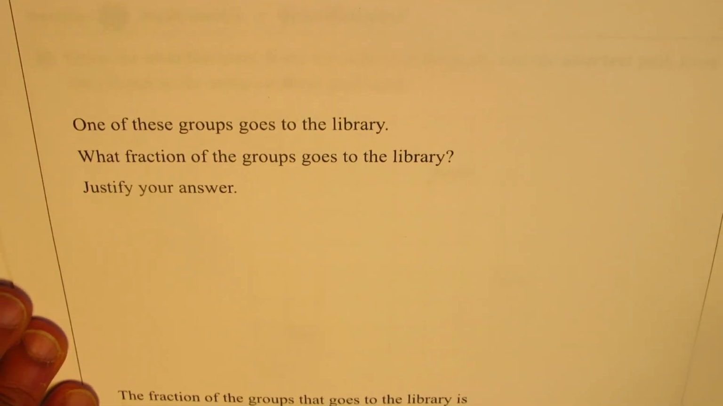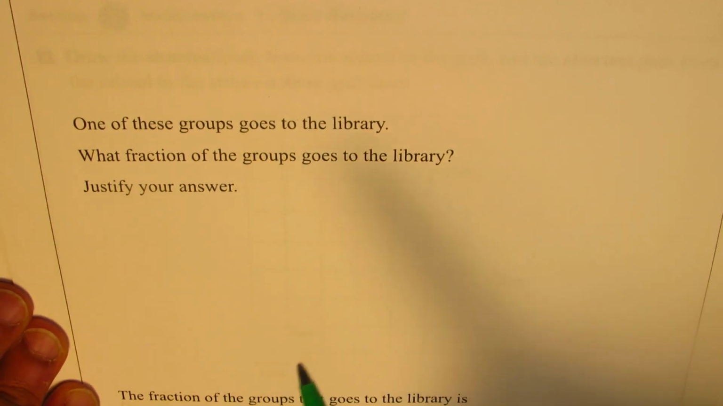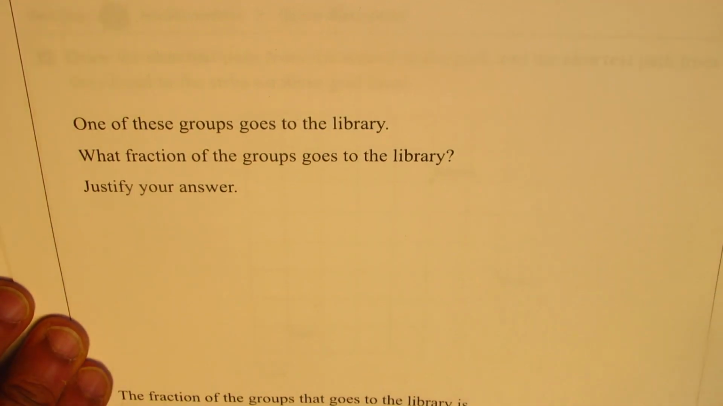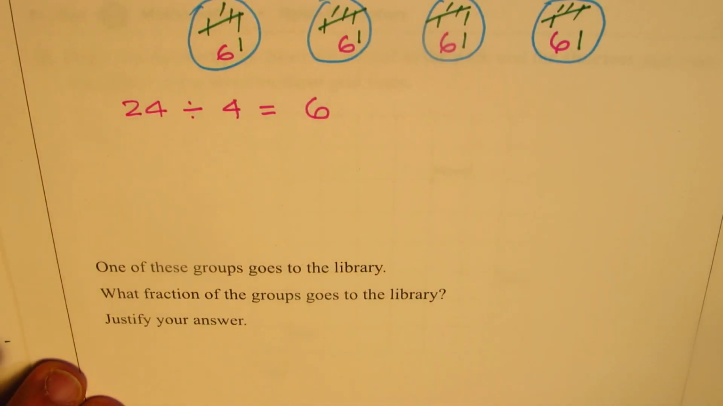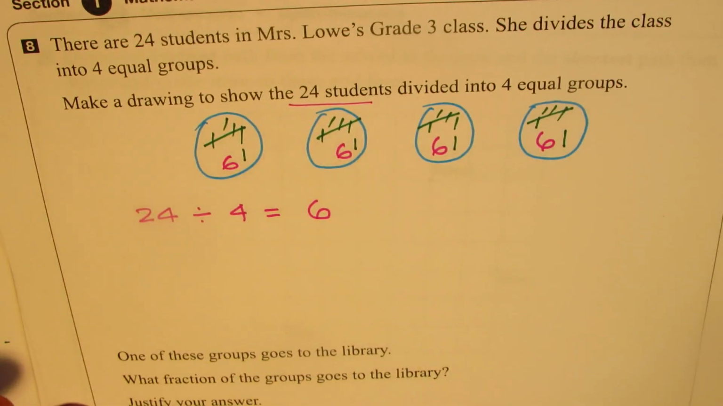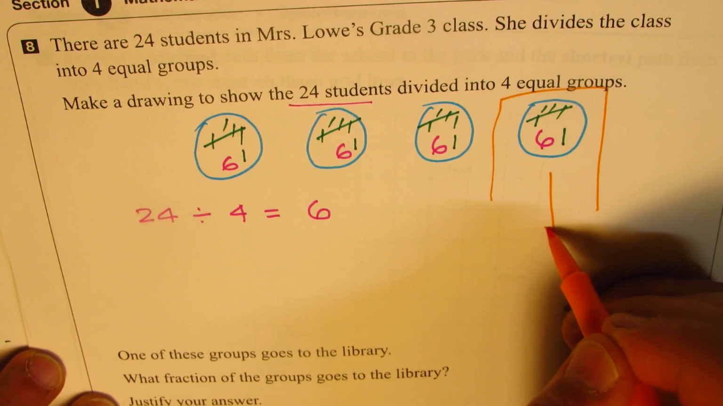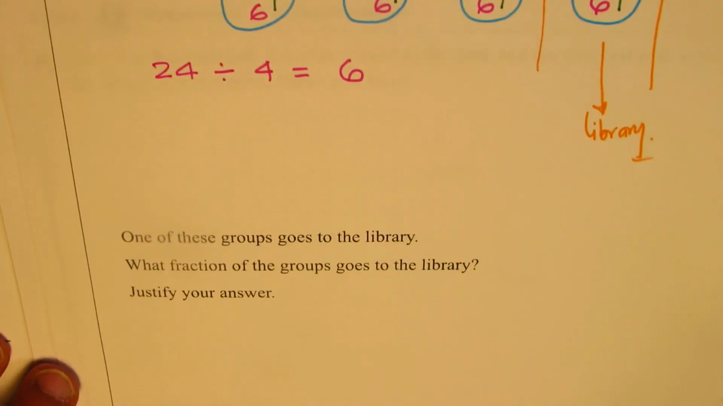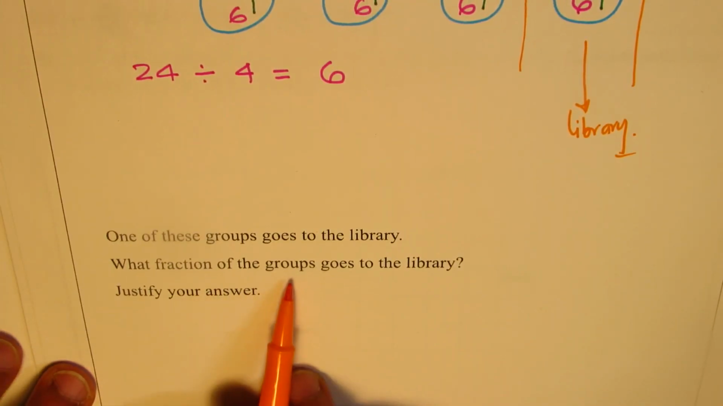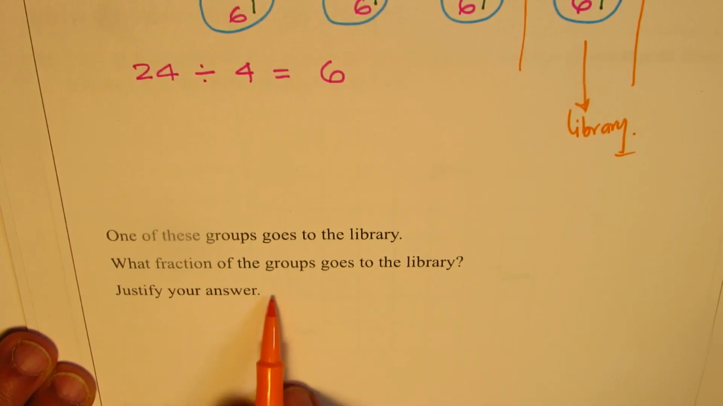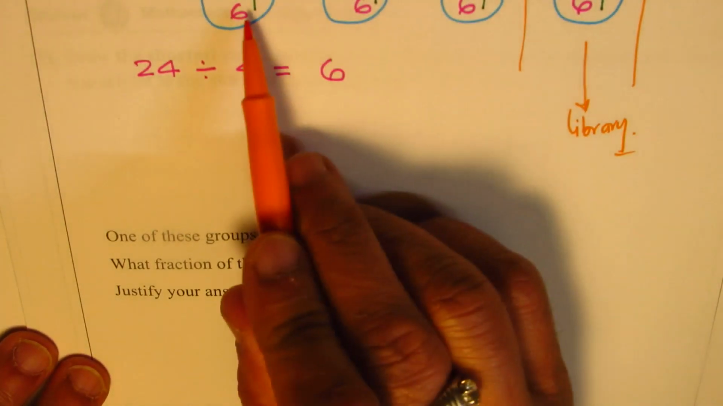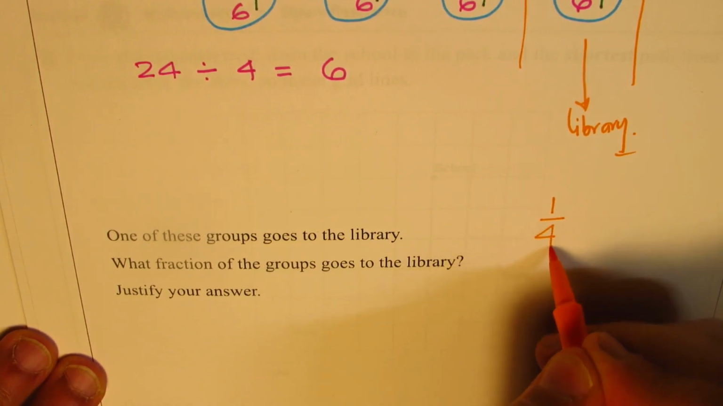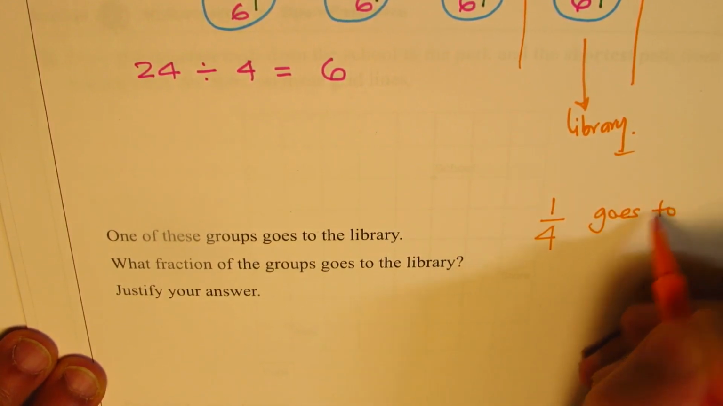Now let's see the second part of this question. It says one of these groups goes to library. So let us say one of these groups, any one, right? So out of all of them, out of all the 4, let's take away 1 to the library. So let's assume that this group goes to the library. Now the question here is, what fraction of the group goes to the library? Justify your answer. So clearly, out of 4 groups, 1 goes. So 1 out of 4 goes to the library.